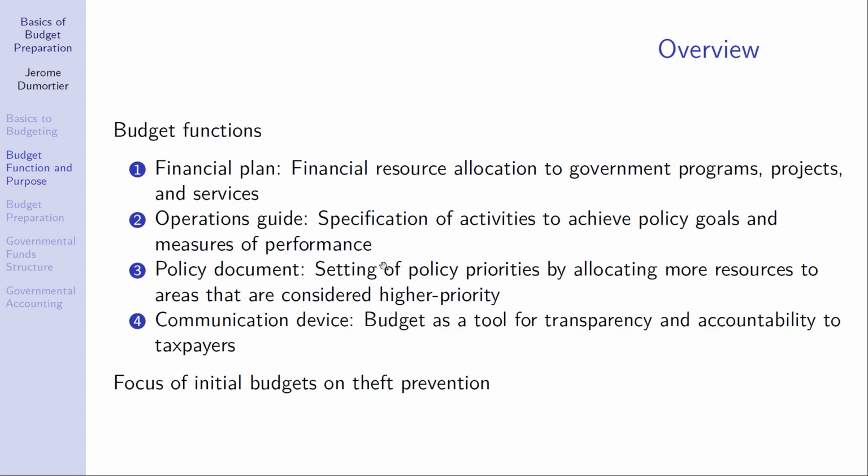Here we are going to look at 4 budget functions. First, we think about the budget as a financial plan that tells governments how to allocate financial resources. We then move on to the budget as an operations guide that specifies the activities to achieve certain policy goals. A budget is also a policy document in the sense that it outlines the policy priorities and how resources are allocated to high priority areas.